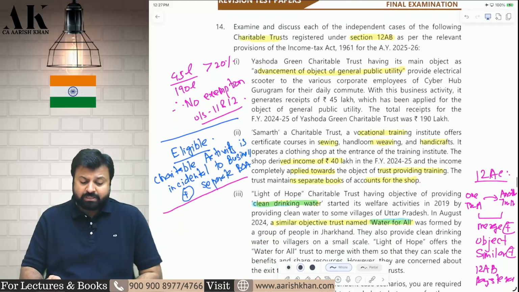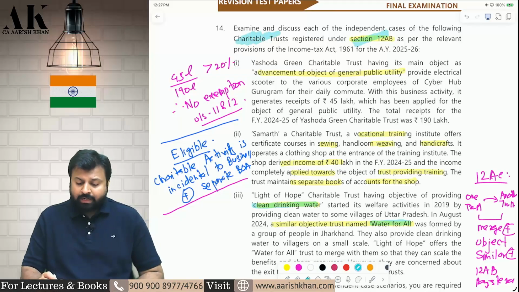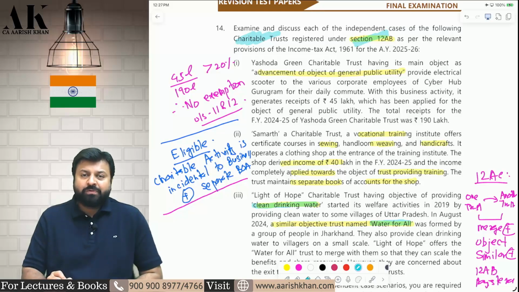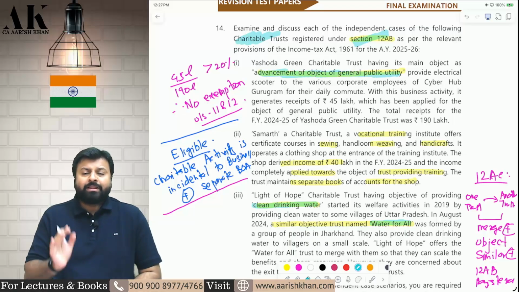Coming to the next question, which is on trust. There is a charitable trust which is registered under 12AB. What are they doing? There are 3 independent situations. We need to answer all 3 of them one by one. First, the charitable trust is registered as advancement of any other object of general public utility. Now, do you remember that?